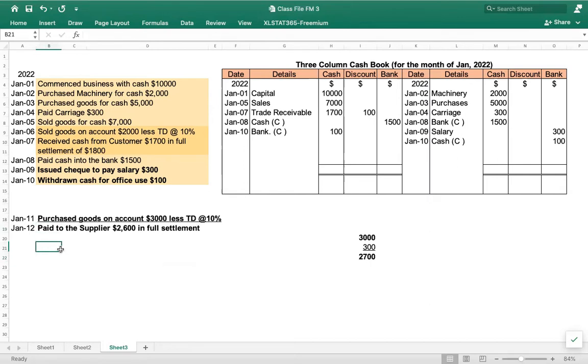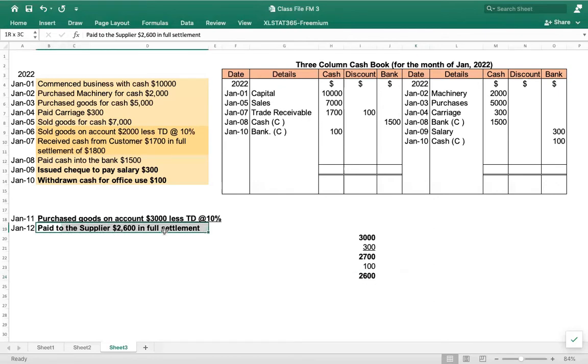Paid to supplier 2,600 in full settlement. Now tell me how much I'm supposed to pay. Basically, 2,700, but I am paying only how much? 2,600. So don't you think we are getting a benefit? Yeah, again, there's a discount. We are supposed to pay 2,700, but the supplier is asking for only 2,600. Got it? So now I am going to record this transaction.